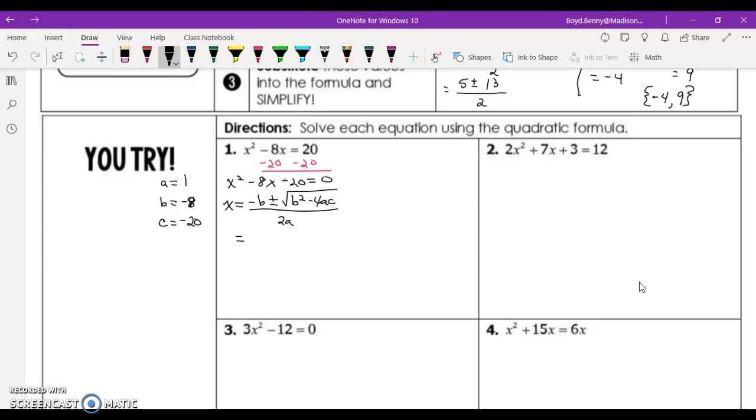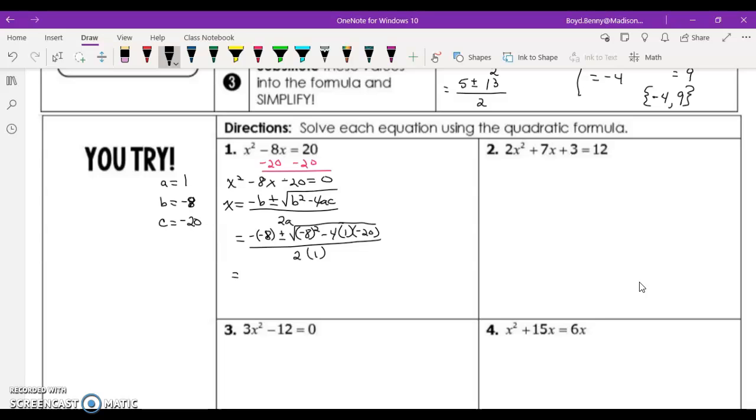Now I'm going to substitute my values in again. So I'm going to have a negative negative 8 plus or minus the square root of negative 8 squared minus 4 times 1 times, let's see, c happens to be negative 20 on this one. And I'm going to divide all that by 2 times 1.